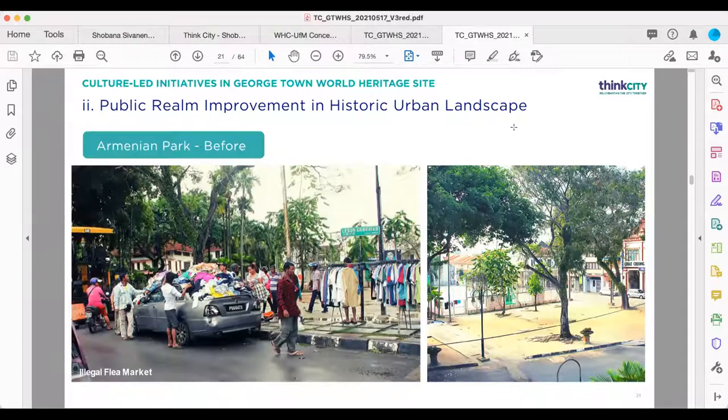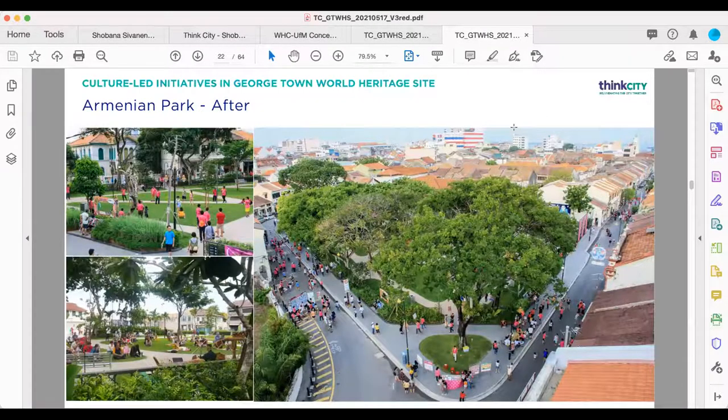This is an example of a public realm improvement project. What was an important historical site had eventually declined to become an illegal flea market. In fact, as a result of this, the whole neighborhood was hollowed out. But through a process of renewing and repositioning, we worked with the communities and the businesses to see how the site can be repositioned, and we reintroduced the idea of a garden, of a park, and we brought back to life an area that was totally in decline.